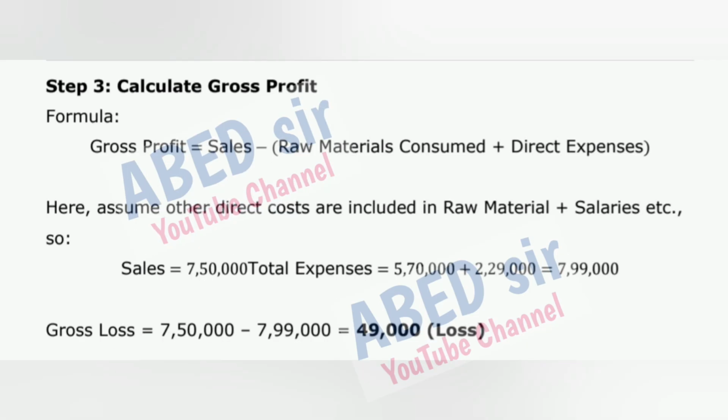Step 3. Calculate gross profit. Formula: gross profit is equal to sales minus raw materials consumed plus direct expenses. Here, assume other direct costs are included in raw material plus salaries etc. So, gross loss is equal to 7,50,000 minus 7,99,000 is equal to 49,000 loss.